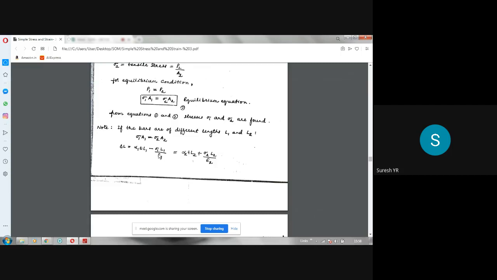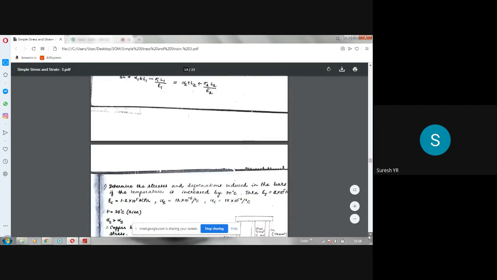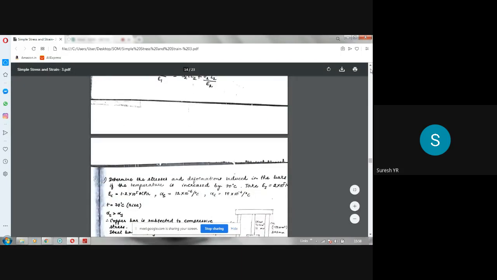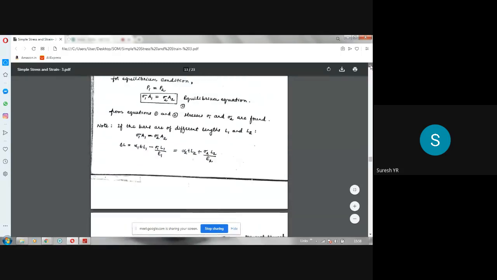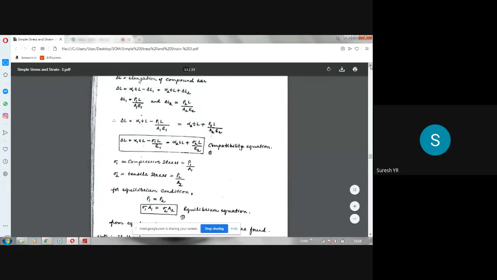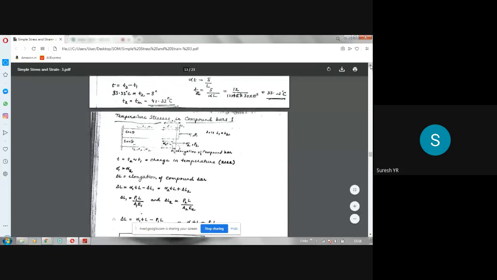So this is the equation we get, the compatibility equation, when they have different lengths. And of course, the equilibrium equation remains the same. So only the compatibility equation changes. So this is very, very important. Compound bar. Once again, I will just explain compound bars temperature stresses.